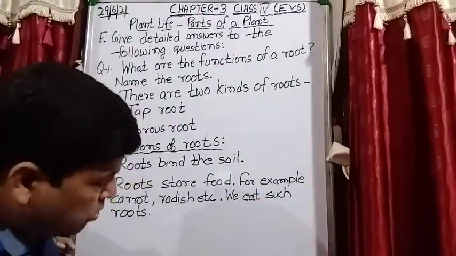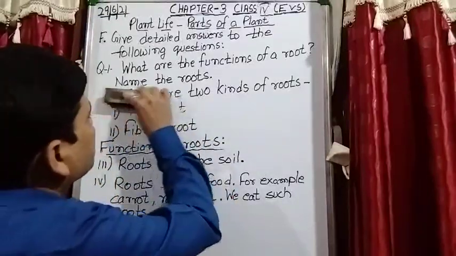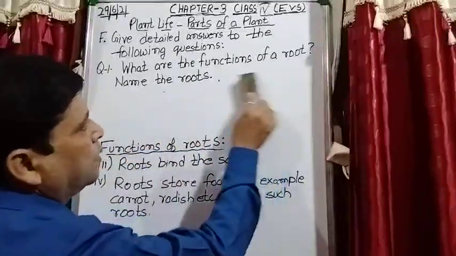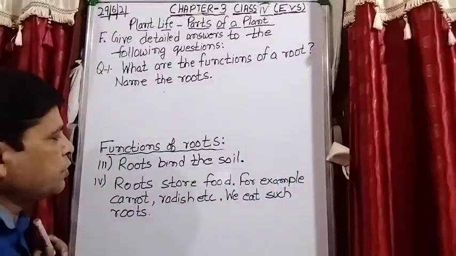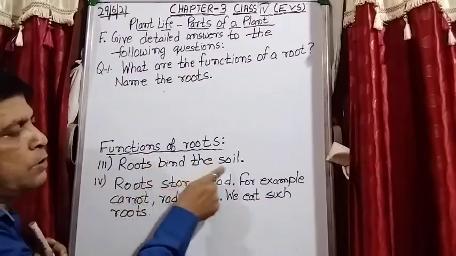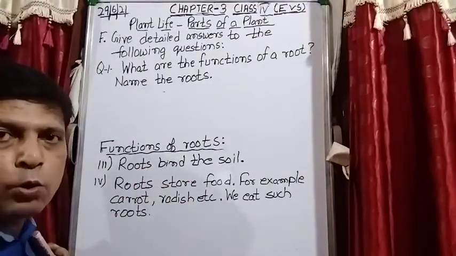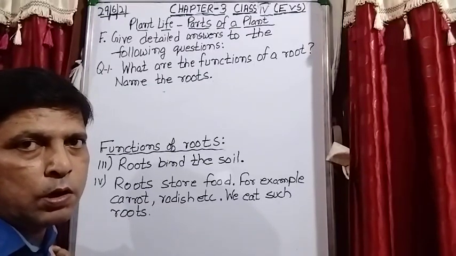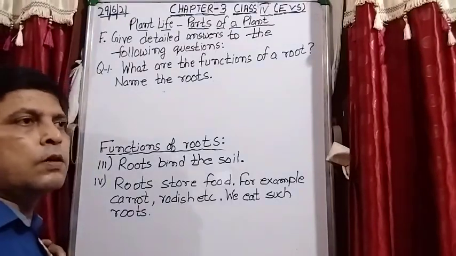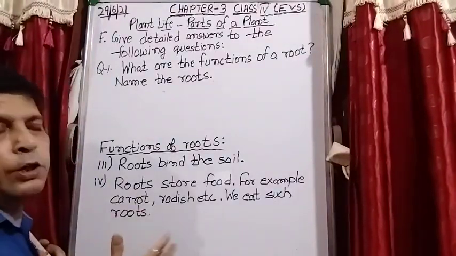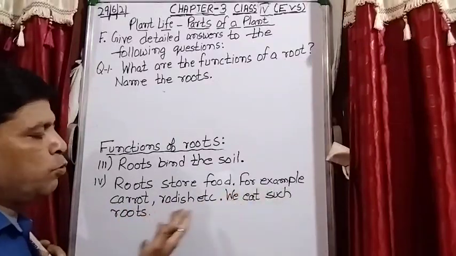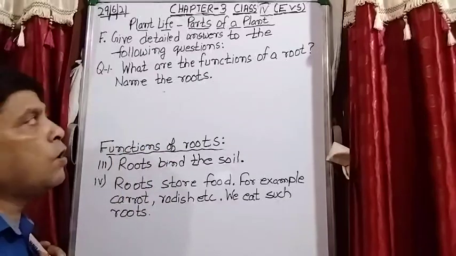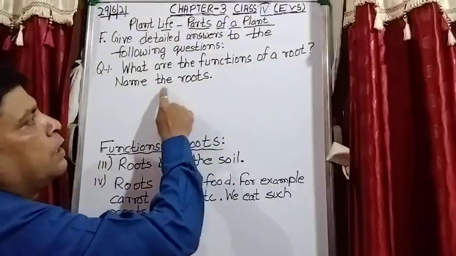Now this is the complete answer. Root bind the soil so that the root can save the soil from erosion. There is no condition arises of soil erosion. And second, root store food. For example, carrot and radish. These are the roots which we eat. So this is the complete answer of what are the functions of a root.